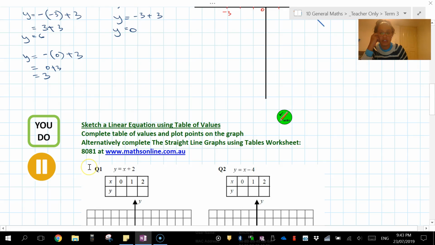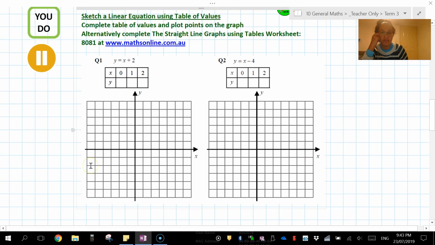So what you're going to do is pause the video and complete these ones here. Alternatively, you can do this on Maths Online using that worksheet page number or that lesson number. Substitute in, plot your points on the Cartesian plane, draw a straight line. Don't forget to label.